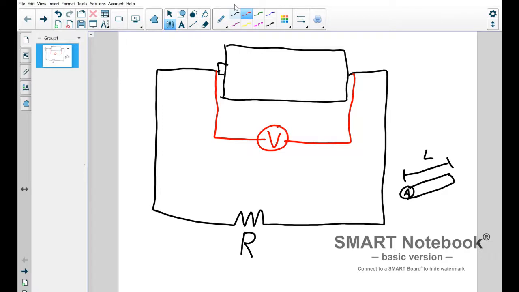And that's because inside a battery, we can model it as being the cell itself and a little resistor. This one I'm going to use a lowercase r to signify that it is the internal resistance of the battery.